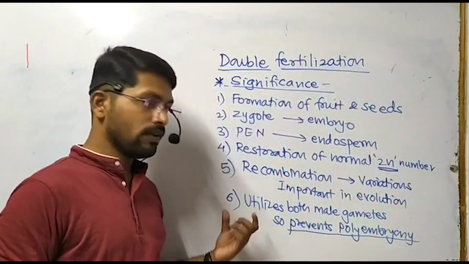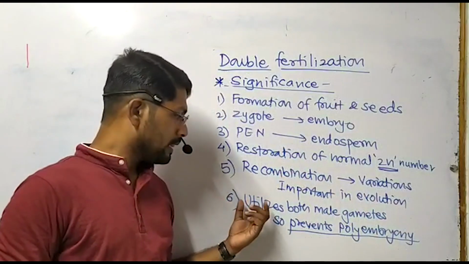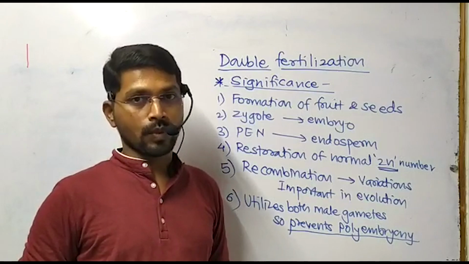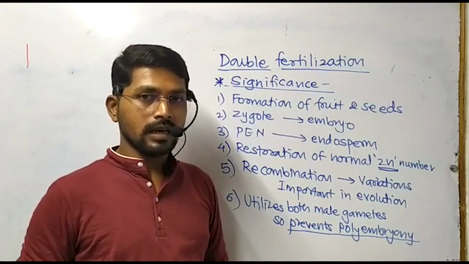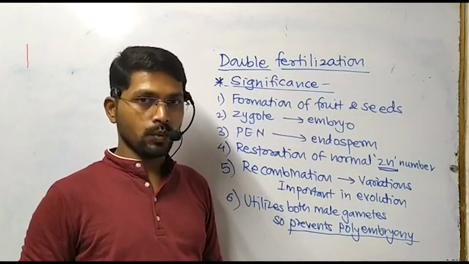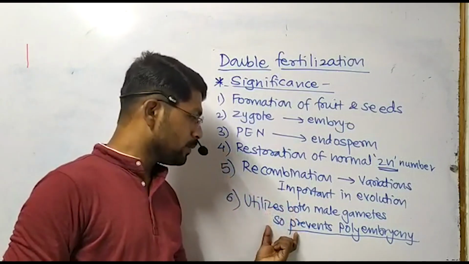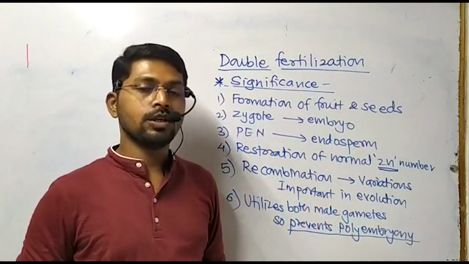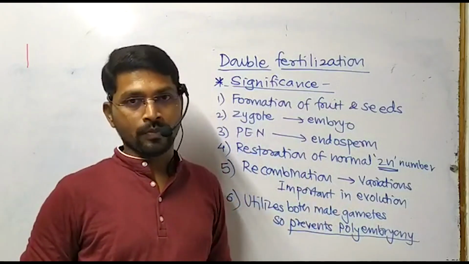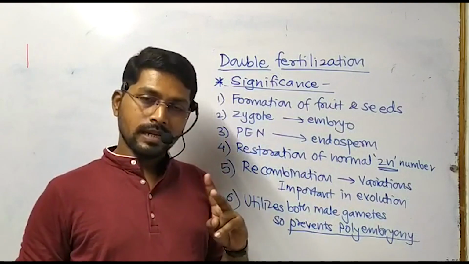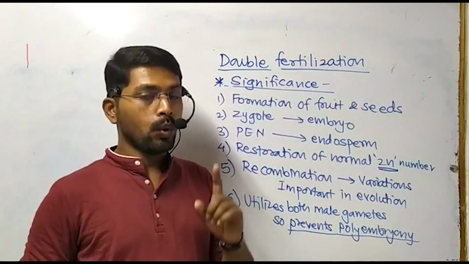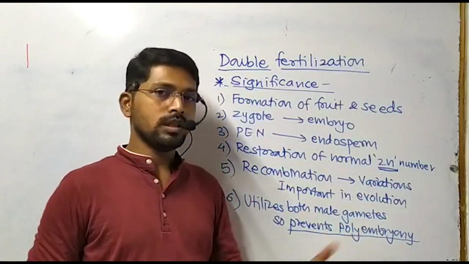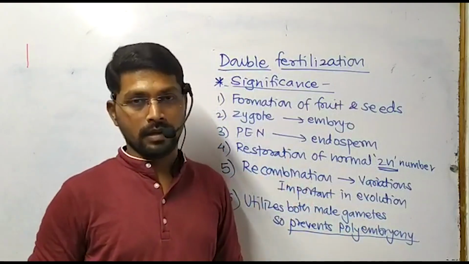The last significance of the process is that it utilizes both the male gametes entering into the embryo sac. One is fusing with the egg, another is fusing with the secondary nucleus, and thus this process is important to prevent polyembryony. A single seed usually produces a single embryo. There are two different male gametes, but only one embryo is formed. The reason behind that is utilization of both the male gametes in the process of double fertilization.